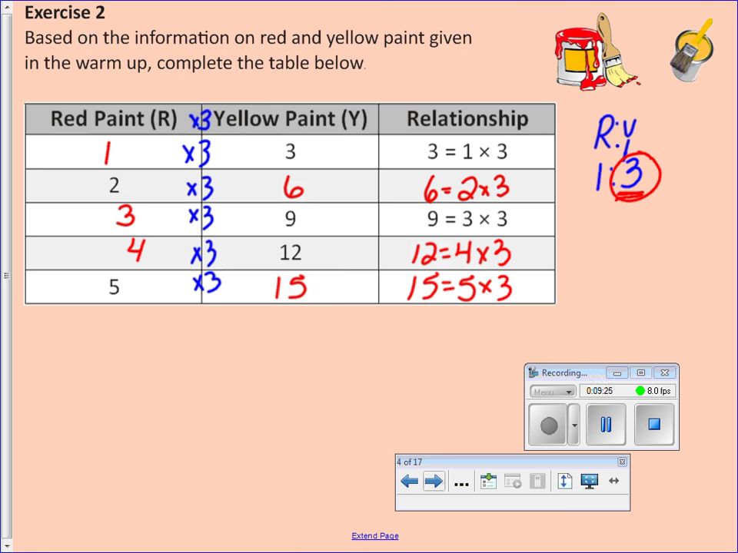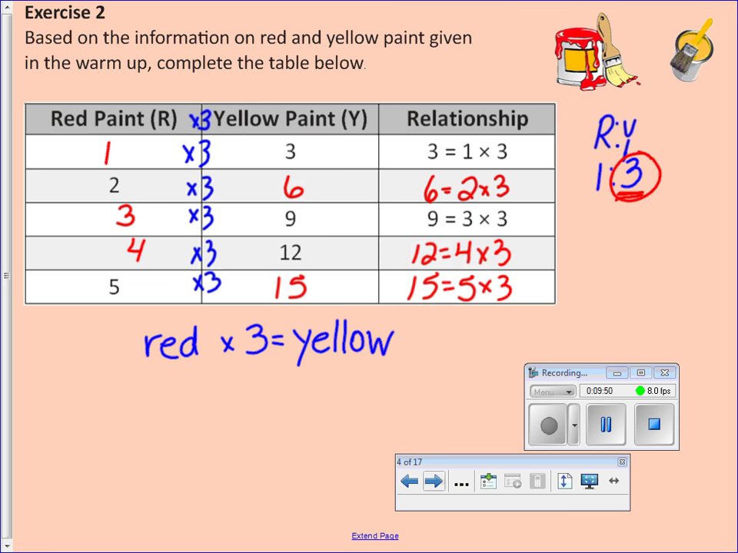All right. Instead of saying this over and over again, is there a way that I could summarize this in an equation? What did I do here? Give me an equation. You multiply the red paint by 3 to get the yellow paint. So I did red times 3 equals yellow.